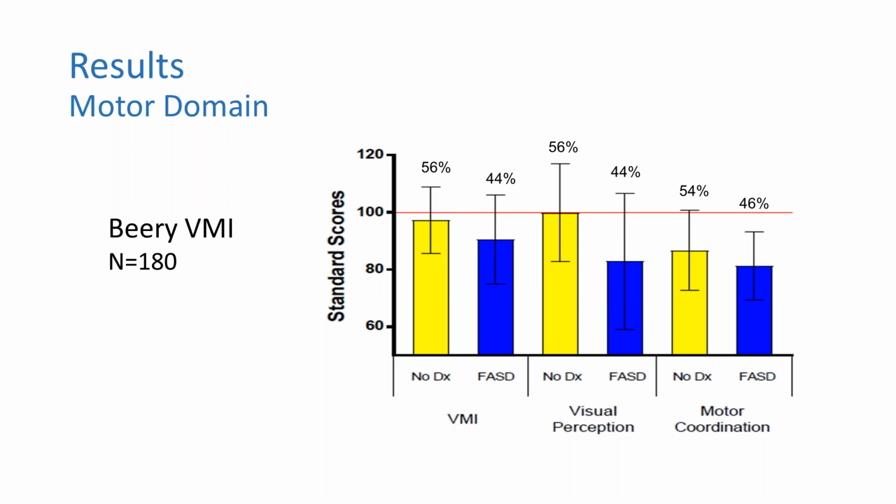And so that strength in visual perception is great. We want to highlight that in the kiddos when we're done seeing them. But we also want to be aware that it can draw up their VMI score as well. So we want to get to that motor coordination.